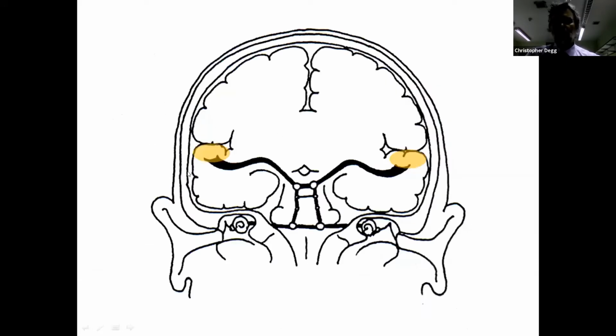And then eventually you end up at these parts of the brain on either side, and this is the auditory cortex. It's a lot smaller than the visual cortex. We've got a lot less brain interested in hearing.